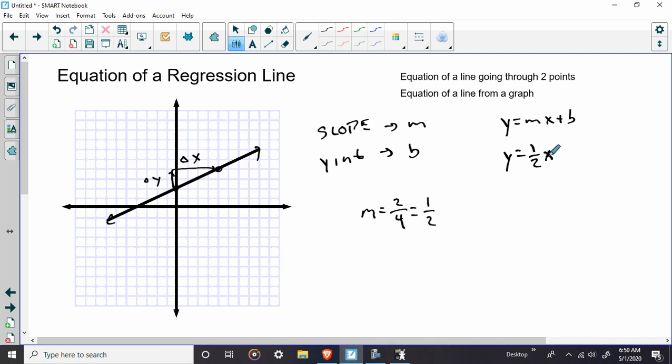Now we need to find out b. B is where it crosses over the y-axis. Well, where does it cross over the y-axis? Right there, right? At this point, (0, 2). And this number right here is my y-intercept. So this is the equation of this line. Okay, so 2 things you need. You need the slope in reduced form, and you need the y-intercept. Okay, there is one more thing they can do to kind of throw a wrench in your plan. Let's take a look at what that is.